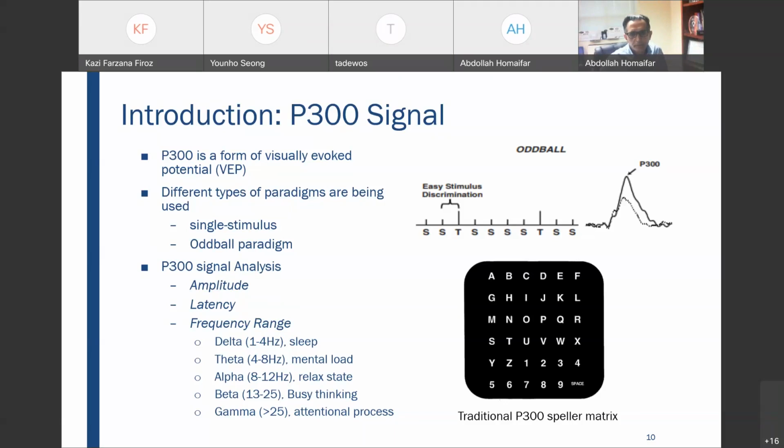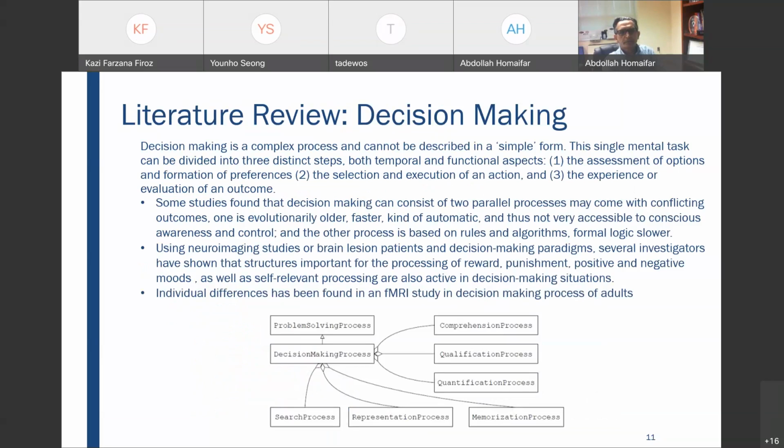And this P300 is the technique which is used, what we have seen as the scalar matrix. In this picture, you can see a very traditional scalar matrix, but it can be modified into different kinds of matrices as needed. So with all these techniques, as we said in the topic, we want to focus on decision making.